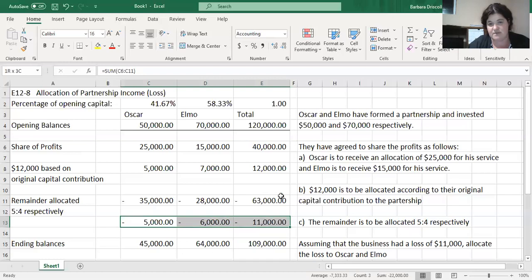All of these steps were necessary to balance to this 11,000. We couldn't just take the 11,000 and divide it 5 and 4, because the partnership agreement had set out that there's an allocation based on service and an allocation based on original capital. And so this 11,000 becomes what we need to balance to in order to support the split of partnership income for the personal tax returns. So on Oscar's personal tax return, he is going to show a $5,000 loss for the year from this partnership. Elmo is going to report a $6,000 loss on his personal income tax return for his share of the partnership income.